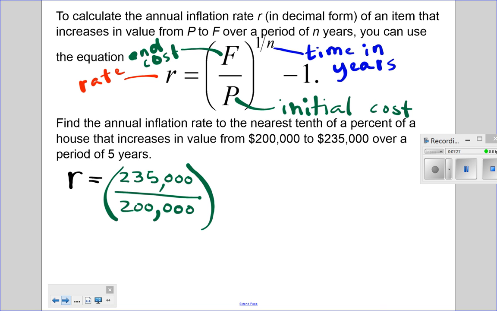Okay. So we have some sort of ratio, how much it changed by, and then what power does that need to go to? 1 to the 5th, because it's 5 years. So this is our time. So it's 1 over 5. Anything else we need to add? Subtract 1. Okay, so let's plug this into our calculator.